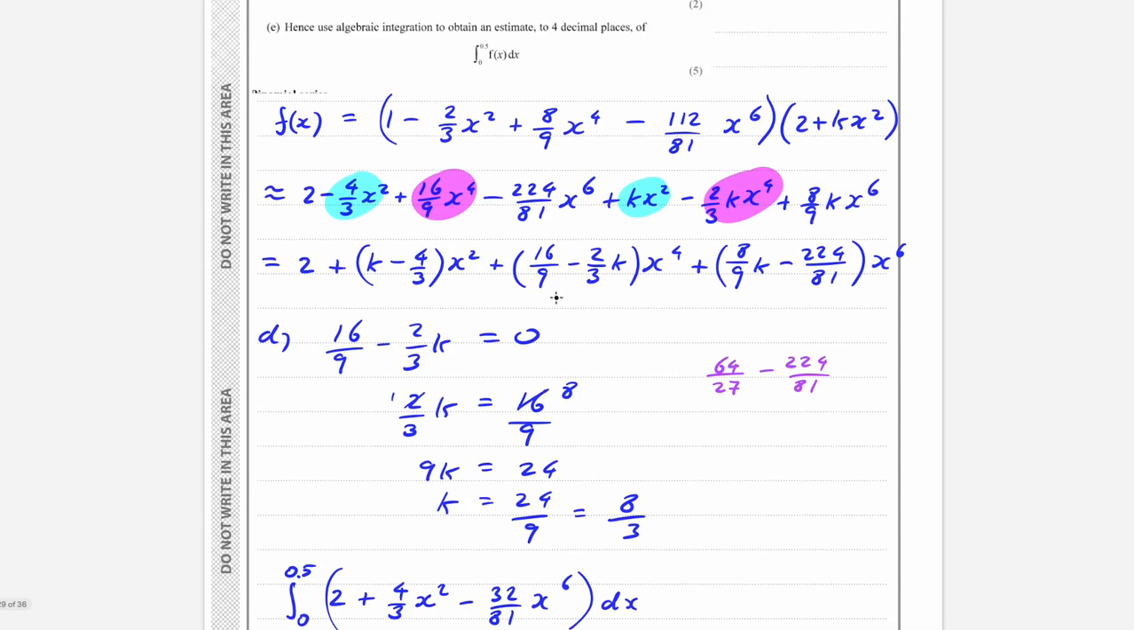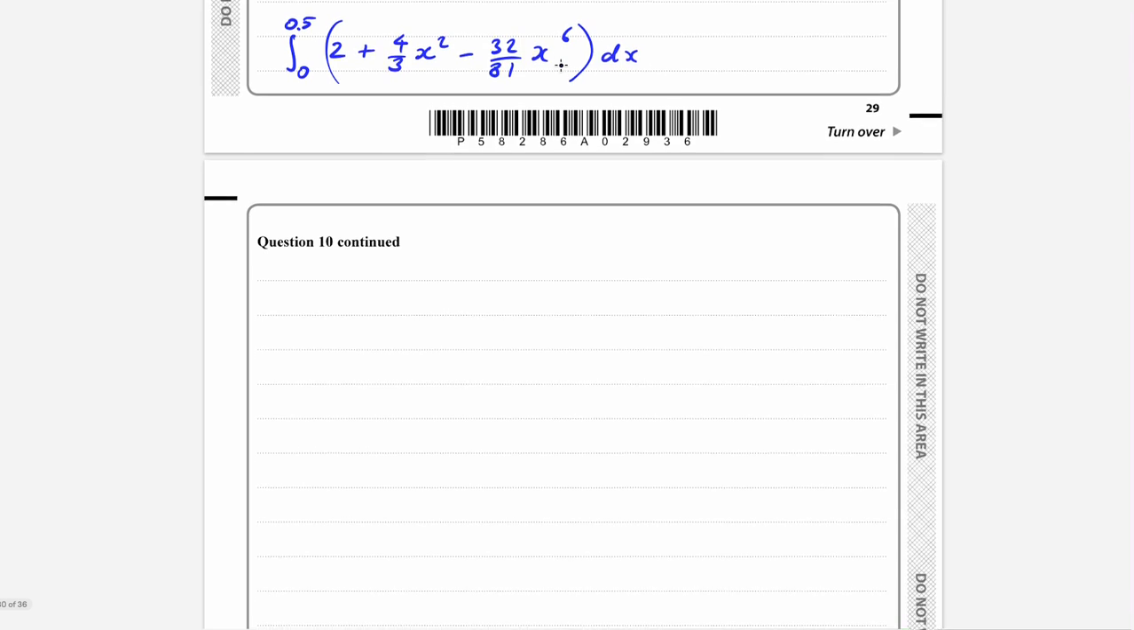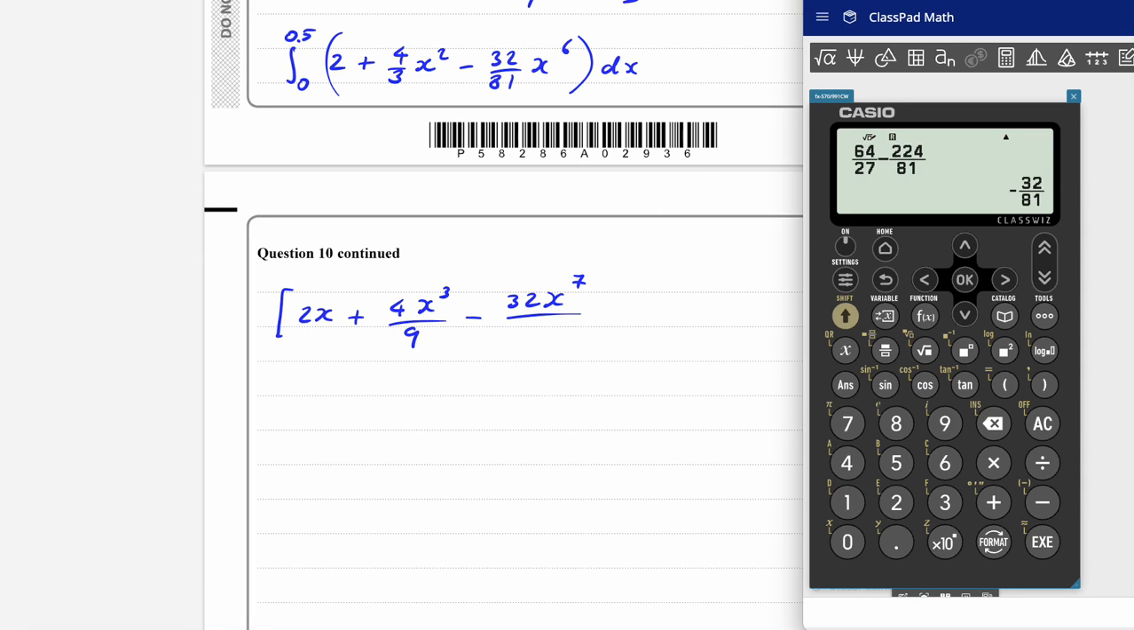Now, let me just make sure, he wants us to use algebraic integration, so we can't just do it on the calculator, to obtain an estimate to 4 decimal places. Okay, so here we are going to integrate. So this becomes the integral of this. So 2 becomes 2x. This becomes 4x cubed over 3 times 3, which is 9, because we divide by the new power, and there's already a 3 there, minus 32x to the 7 over 7 times 81. Let's do 7 times 81 here. 5, 6, 7.